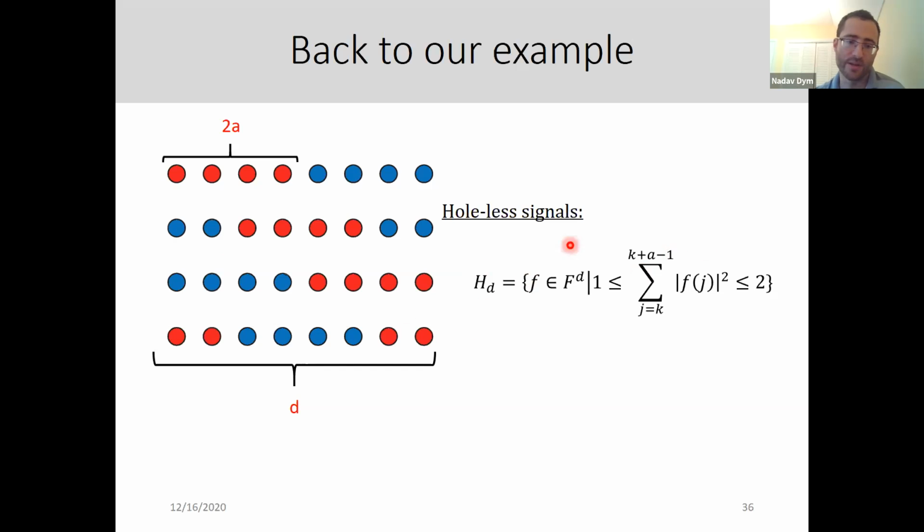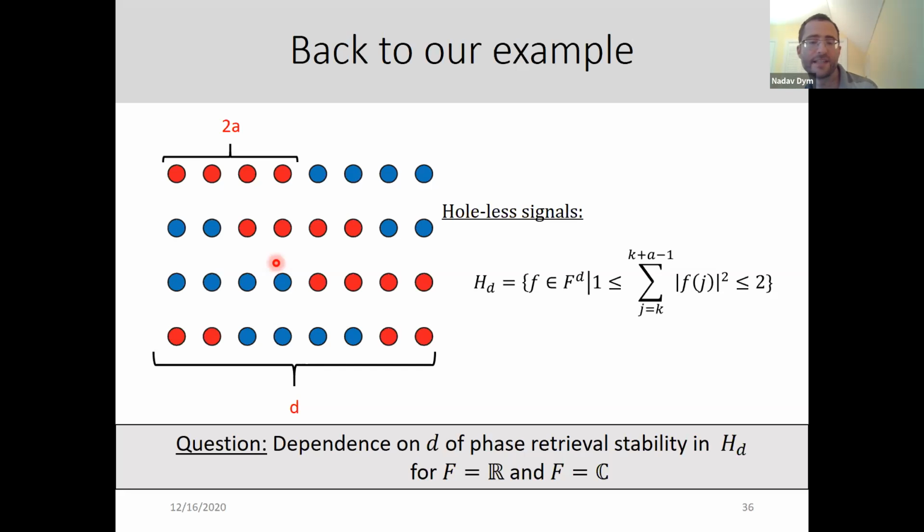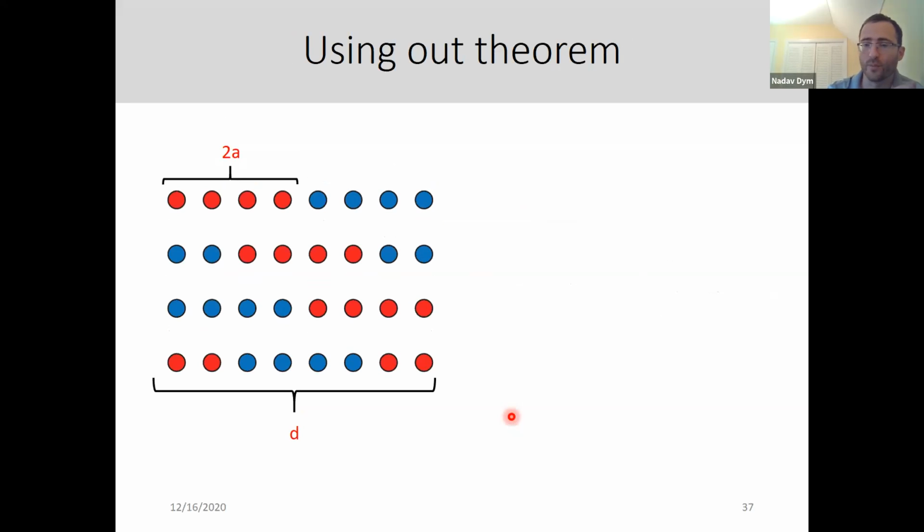What's special about this A is that's where the overlap is. If in the overlap we have 0, then we could have problems. This is saying that we don't have any issues. Okay, so we have our holeless signals. Then we want to look at stability of signals here. It's going to be uniform over signals in this holeless space, so somewhere between something per specific signal and for the whole Hilbert space. We want to see the dependence on D, where A is fixed, and also the dependence on the field. What happens if it's R? What happens if it's C? Of course we can use our theorem for one side.